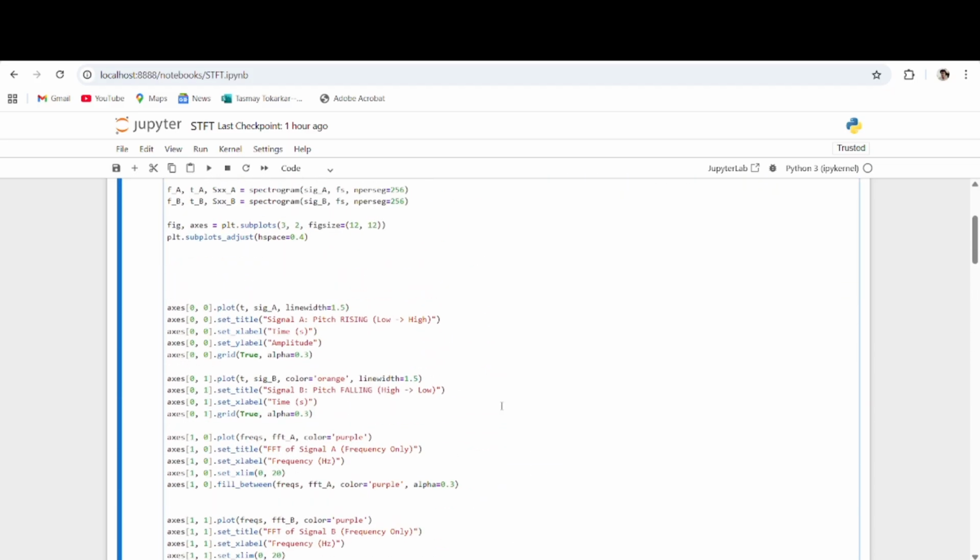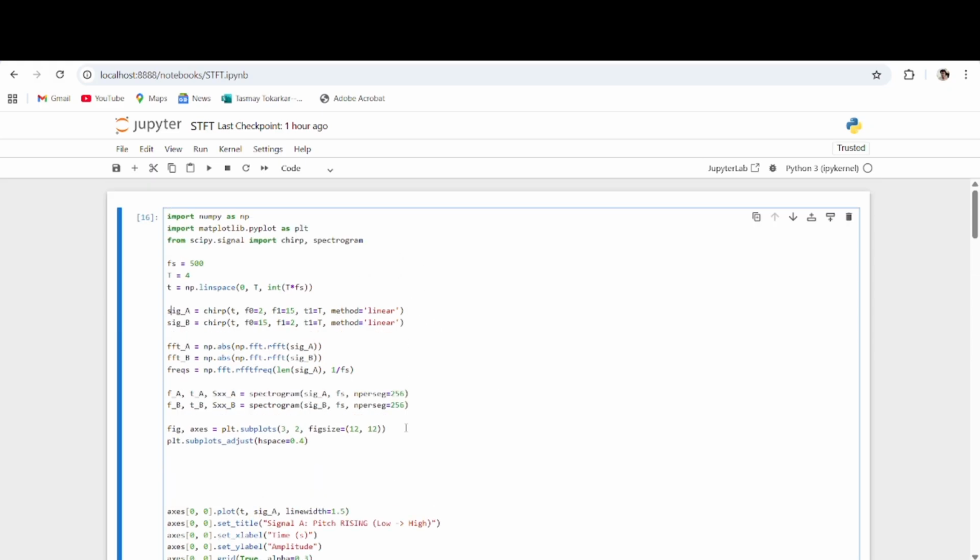Now, if we look at the Python program, this program will be finding both the fast Fourier transform and the short time Fourier transform. If you look at this part, fs equal to 500 means the sampling frequency is 500 samples per second, and T is equal to 4, which means the signal is running for 4 seconds, right? So if you multiply 500 by 4, which is 2000, it means our entire signal is getting divided into 2000 samples. That's what it means.